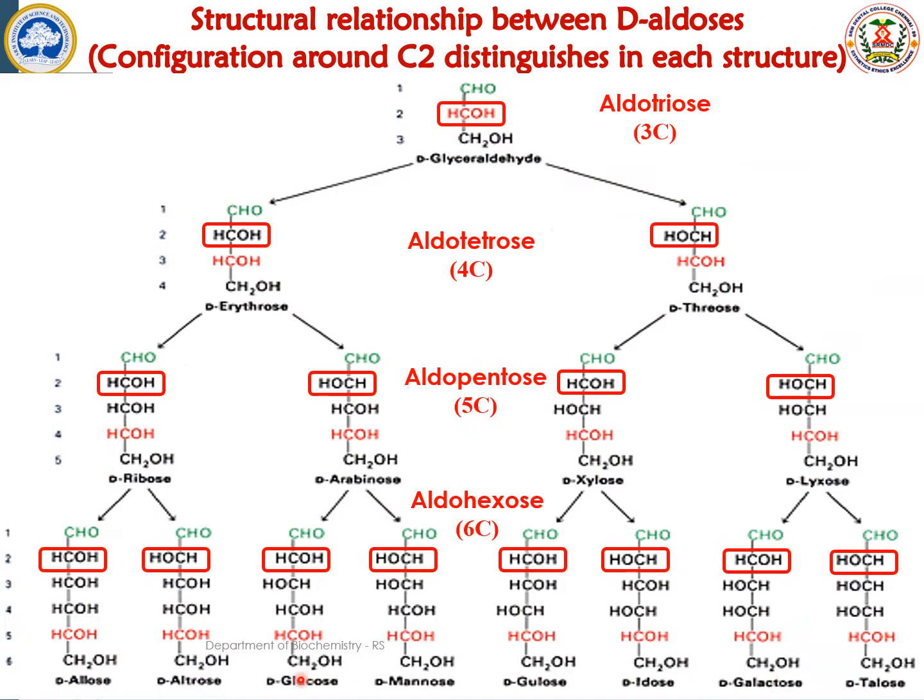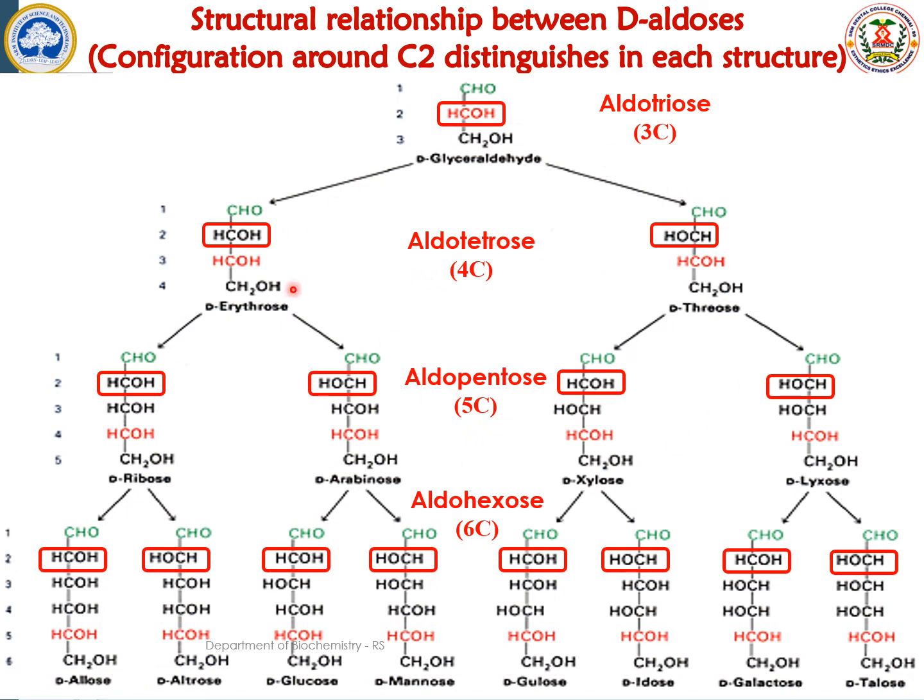This slide shows the structural relationship between D-aldoses, which is nothing but the configuration of possible D-aldoses that arise from the simplest monosaccharide, that is D-glyceraldehyde. It is done by increasing the chain length by adding 1 carbon at a time. So what happens here? The aldotriose can give rise to 2 aldotetroses. 2 aldotetroses can give rise to 4 aldopentoses. 4 aldopentoses can give rise to 8 aldohexoses. This is done just by adding 1 carbon at the second position of the structure. This increases the chain length.